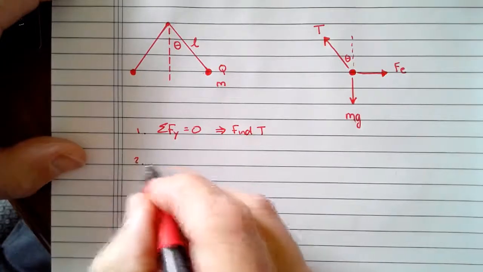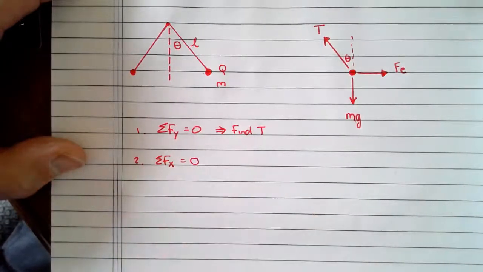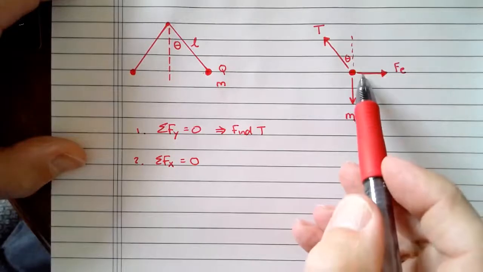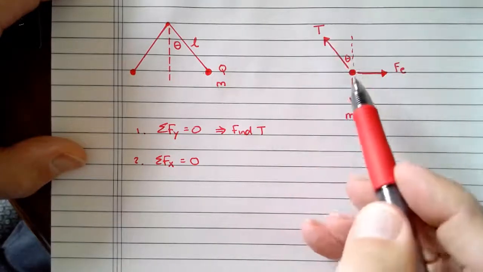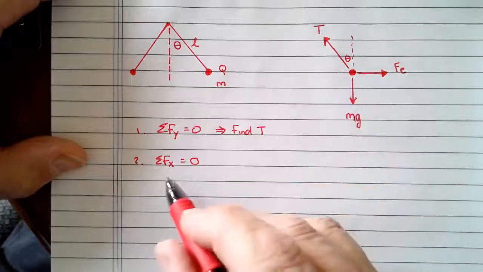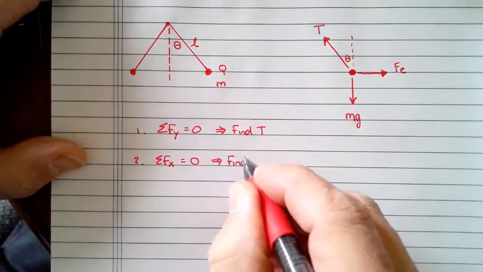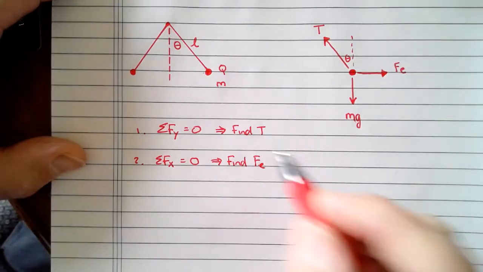The second step is you're going to have to add up the forces horizontally. They also have to equal 0 because this is not moving. It's in static equilibrium. So once you know T, then in the horizontal direction, the force to the right, which is the electric force, minus the component of T going to the left, have got to add up to 0. And that's going to allow you to find the electric force, since you already found the tension in step 1.